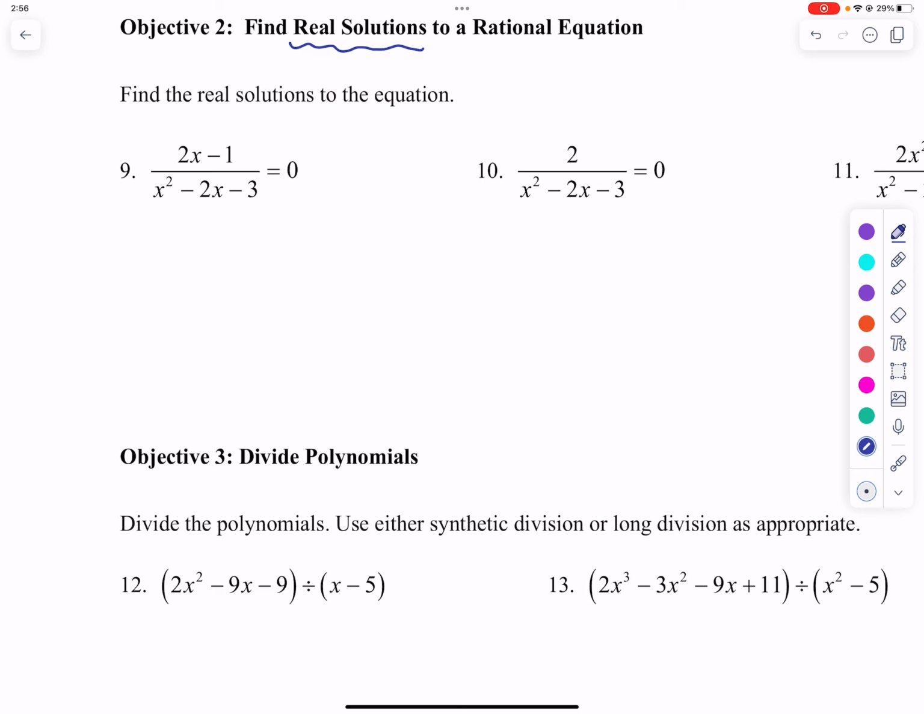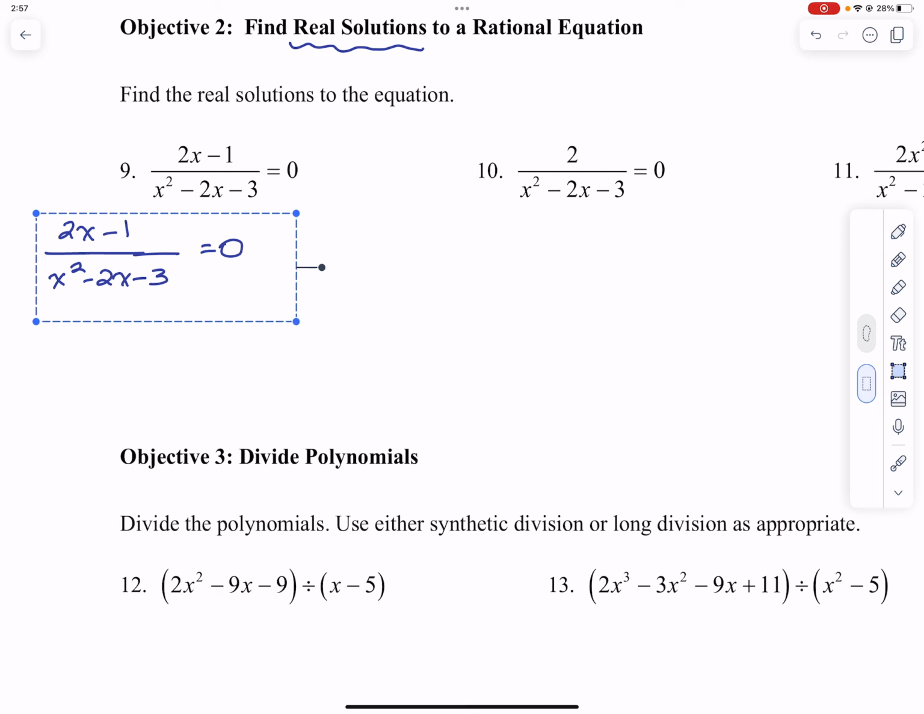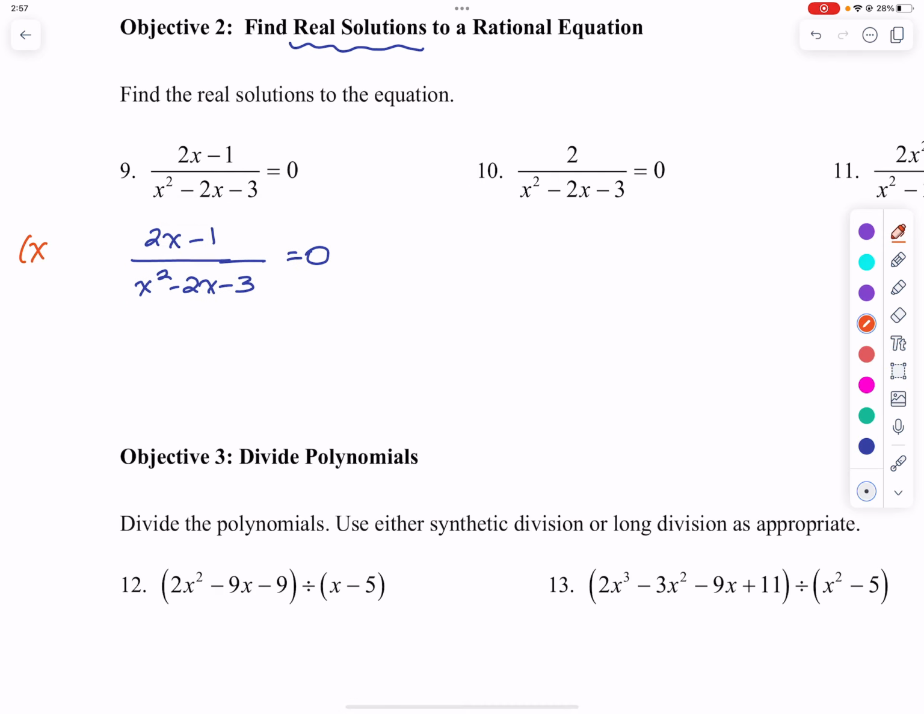So what we're going to do is multiply both sides by x squared minus 2x minus 3. Maybe I'll write that on the next line. So our problem is 2x minus 1 divided by x squared minus 2x minus 3 equal to 0. And the concept here is to help students understand that we only care about the numerator when we are solving equations. So these cancel, and we end up with 2x minus 1 equals 0.